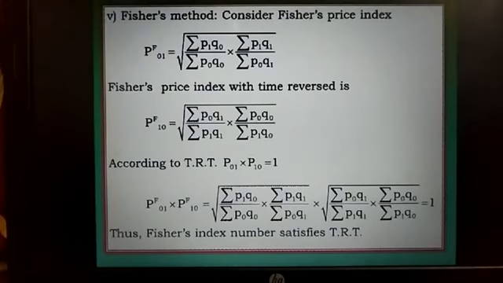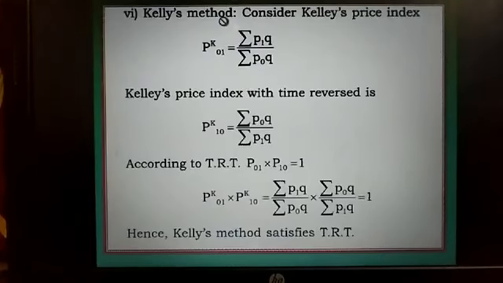Next, Kelley's method. Whether it satisfies time reversal test or not, we have to check. Again on similar lines we have to check, students, only the formula will be different. Earlier, Laspeyres, Paasche, Marshall-Edgeworth, Drobisch-Bowley, Fisher's, all those we have calculated. Now, Kelley's index number is being observed.